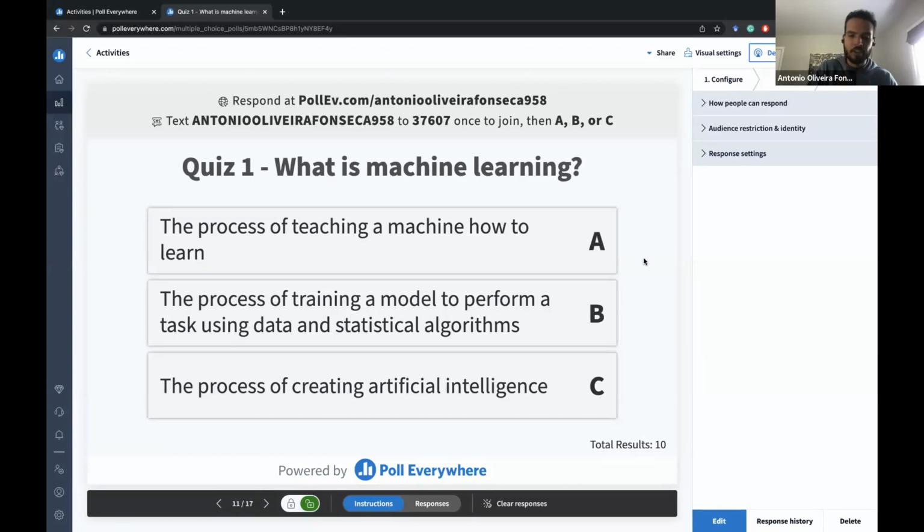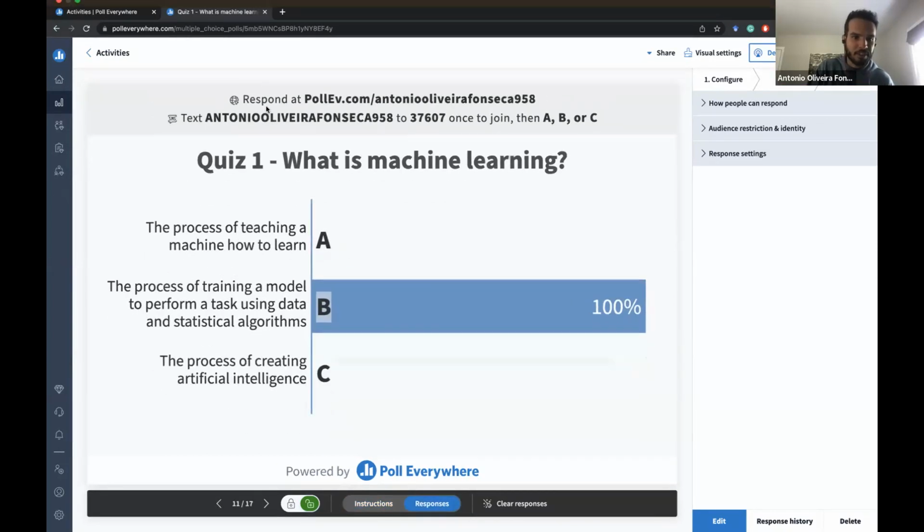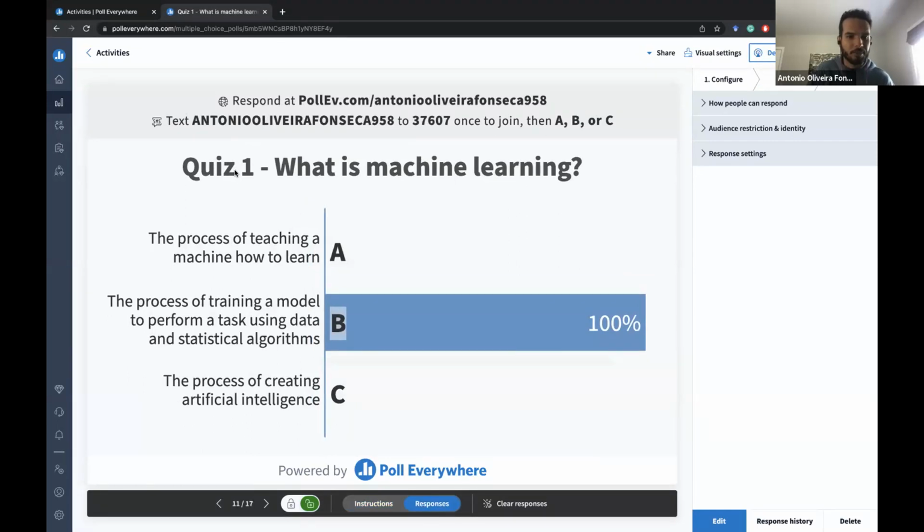Okay, I have 10 answers. I need 15 answers. We are 20 people, right, if I remember correctly? Okay, 11. That's good enough. Let's take a look. Everyone thinks that machine learning is the process of training a model to perform a task using data and statistical algorithms. No doubts at all about that one. Excellent. Since you have no questions on this, let's move to the next one.